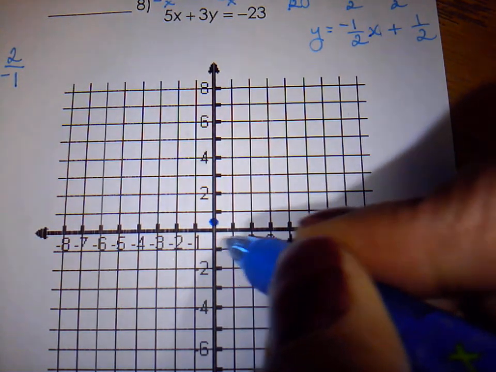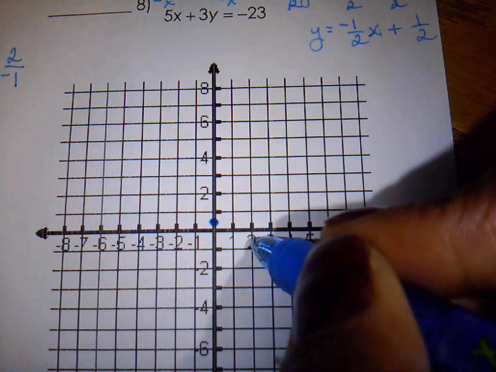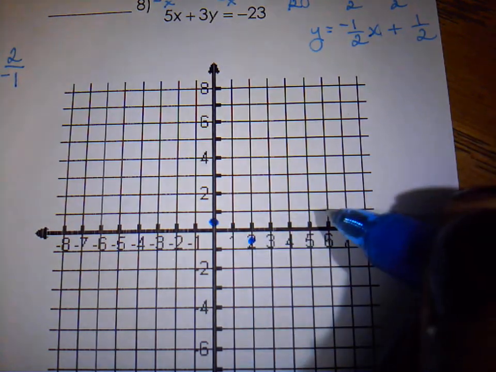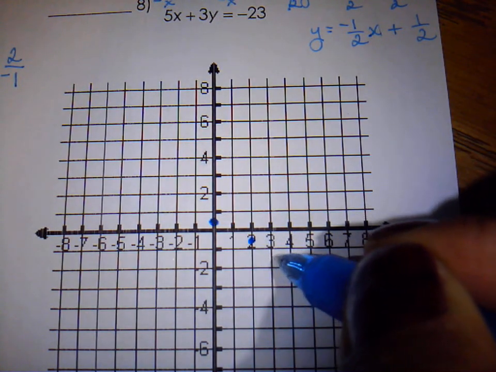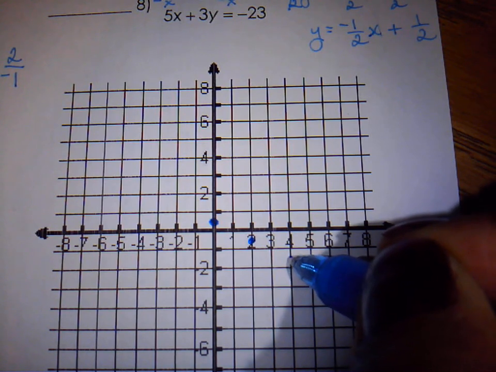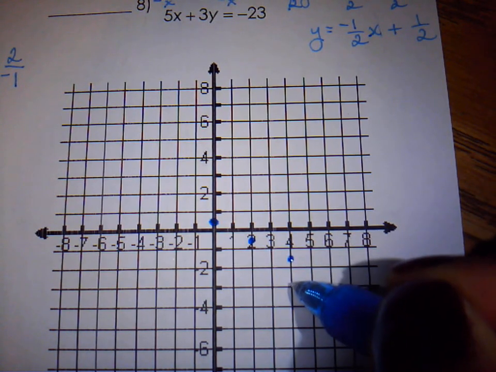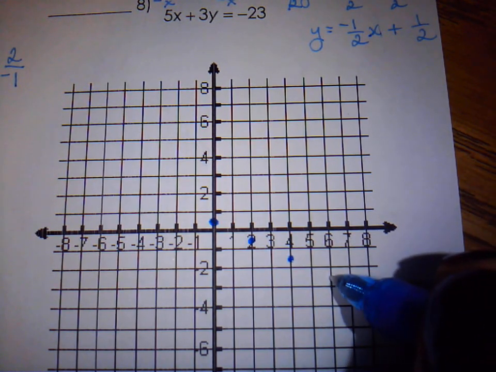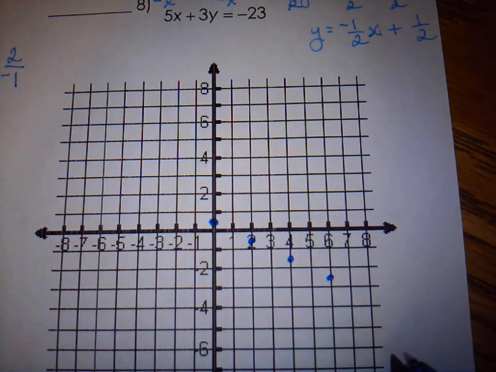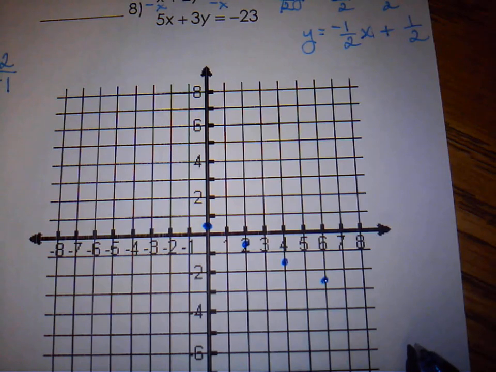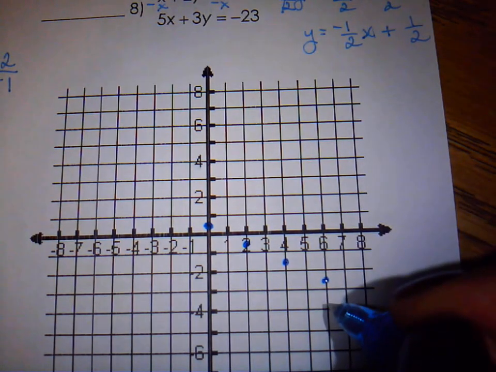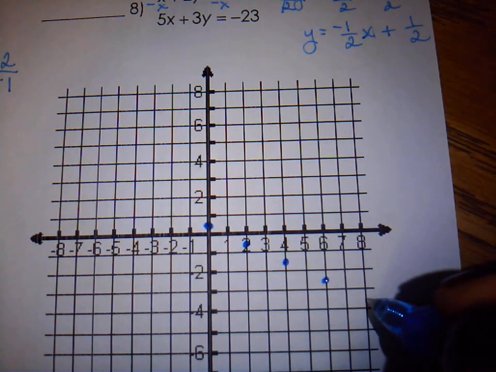Down 1, to the right 2. Down 1, to the right 2. Down 1, to the right 2. You see how I'm in between the lines? Okay? Because I started in between, I have to end in between. Down 1, to the right 2.